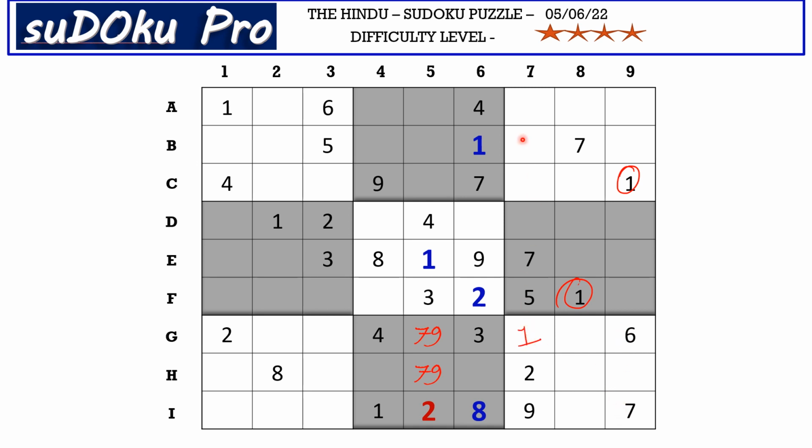There is a 4 here in A row blocking this cell. There is a 4 here in C row blocking this cell. There is a 4 here in D row blocking this cell. So in column 7, B7 is the only cell where 4 can be. There is a 6 here in A row and a 6 here in column 9 blocking these 4 cells. So 6 goes in one of these two cells.